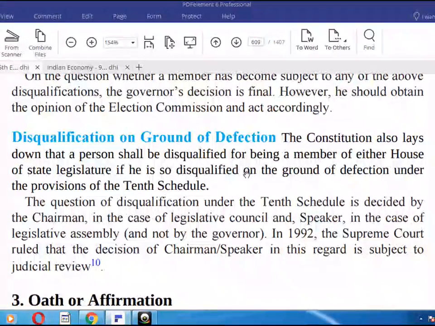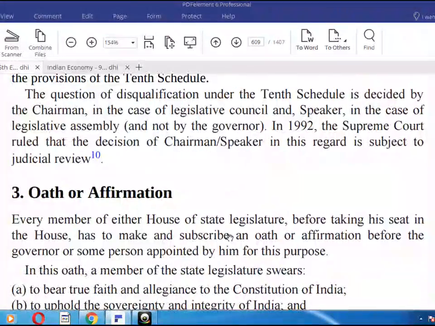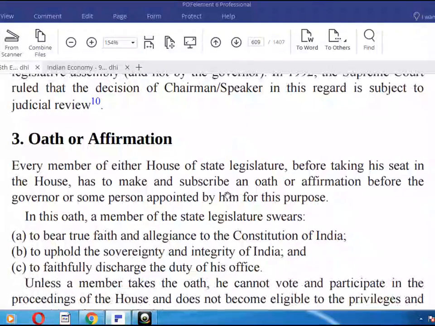Disqualification on the ground of defection. The Constitution also lays down that a person shall be disqualified for being a member of either house of the state legislature if he is so disqualified on the ground of defection under the provisions of the 10th Schedule. The question of disqualification under the 10th Schedule is decided by the chairman in the case of the legislative council and the speaker in the case of the legislative assembly, and not by the governor. In 1992, the Supreme Court ruled that the decision of the chairman or speaker in this regard is subject to judicial review.